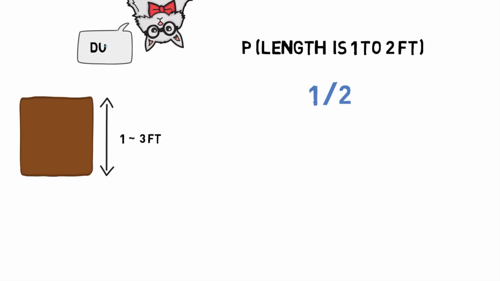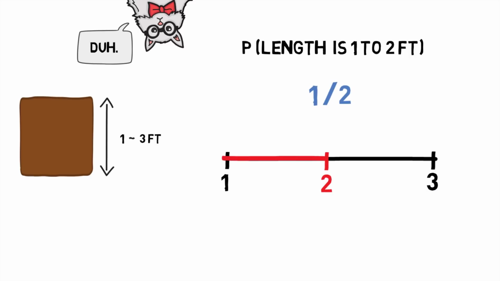The range of possible lengths for the edges is 1 to 3 feet. Imagine a number line from 1 to 3. The 1 to 2 range is half of that. So half of the possible lengths are between 1 and 2 feet. So far, so good. But now, here's the turn. We're going to ask the same question in different words, and we're going to get a different answer. How is that possible? Let's see.